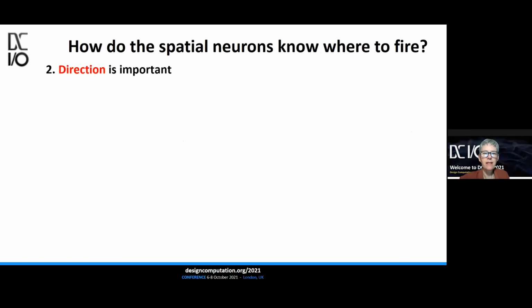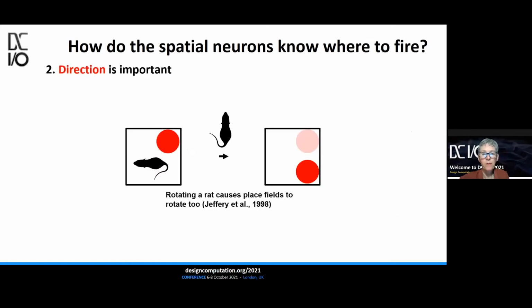So the second thing is that direction is important. I mentioned the head direction cells, and they are probably the thing that enables a place cell to fire asymmetrically, even in a symmetric compartment. So even if you're in a square room, you can kind of tell one side of it from the other.